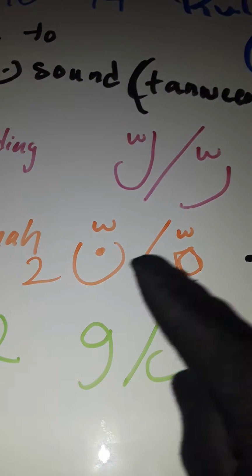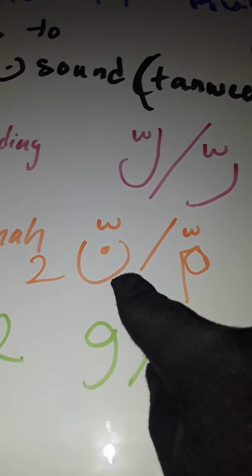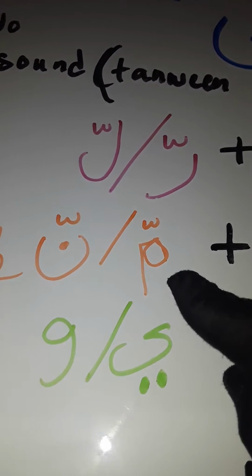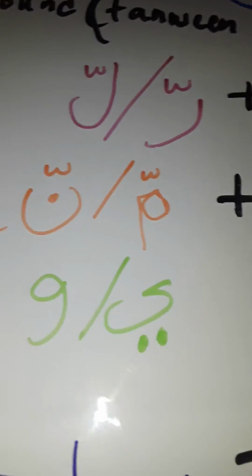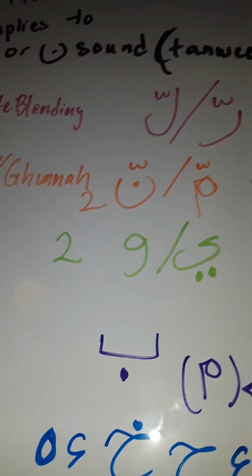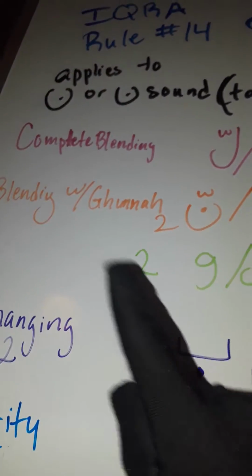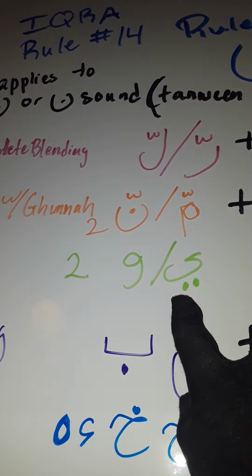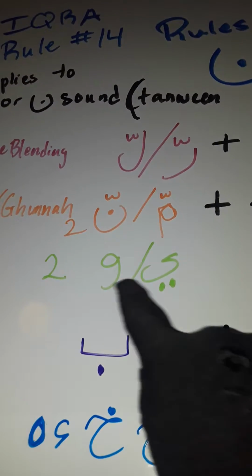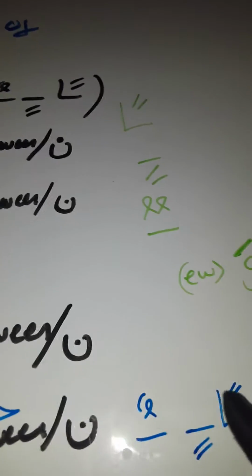And when it's noon or meme, you're going to give it ghunna. You know, you're going to go n, or close your mouth for 2 harakat. So either one of those. Now this is the same rule with wow or yeah. It's blending with gunna, because you do gunna, but I kind of like to have it separate because these are really weird letters. So when you have it, it'll still look the same.